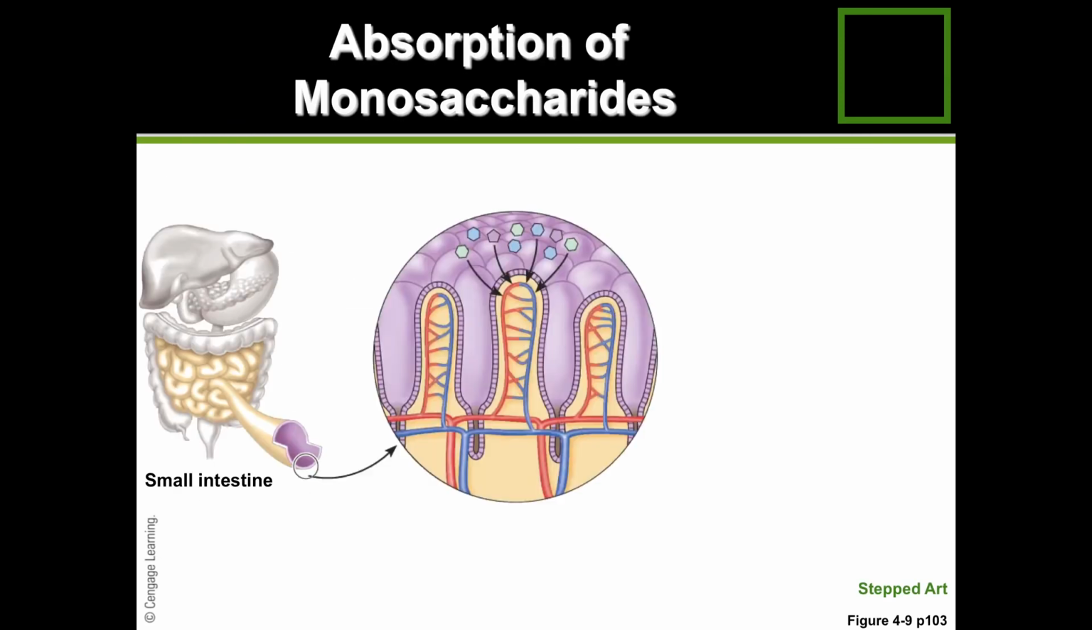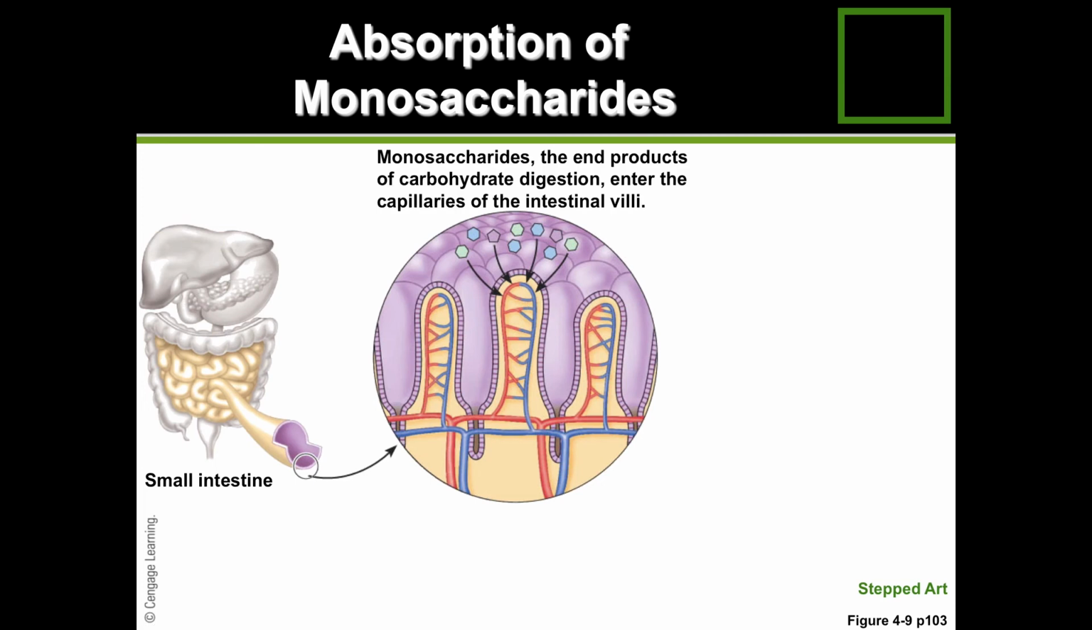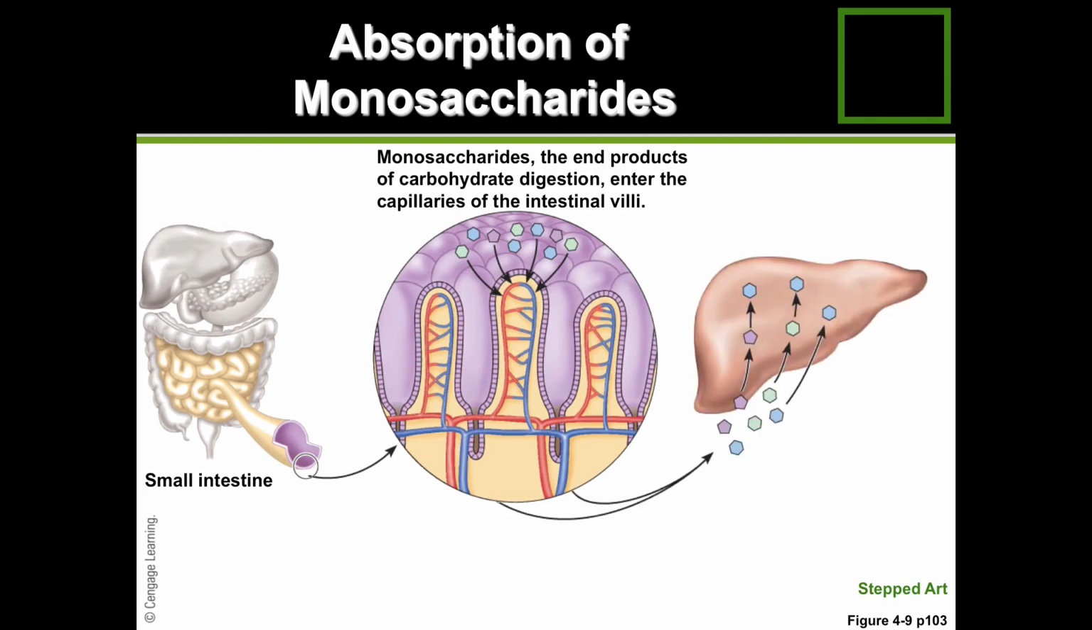So here's your small intestine. Remember your villi, which are these guys right here. And your glucose, galactose, and fructose are going to go into your bloodstream. And remember, when it goes into the bloodstream, it goes to the liver first. Okay? So the liver is going to get your fructose and your galactose and metabolize it into glucose because that is the favorite food source of your central nervous system.